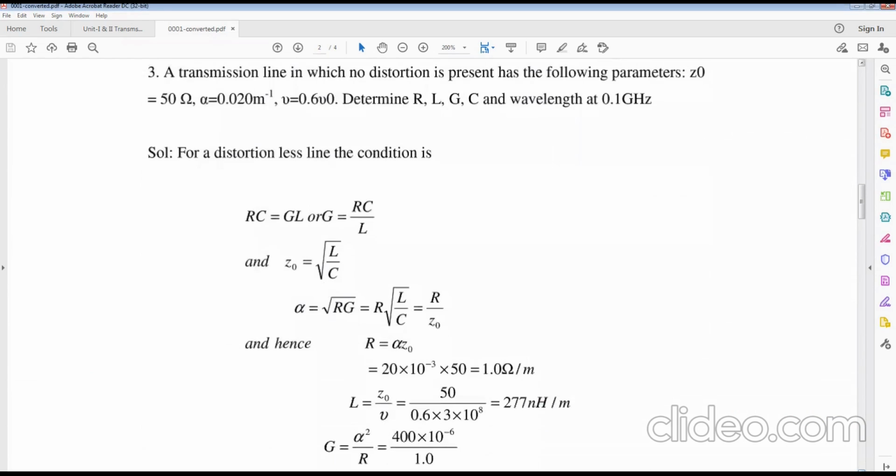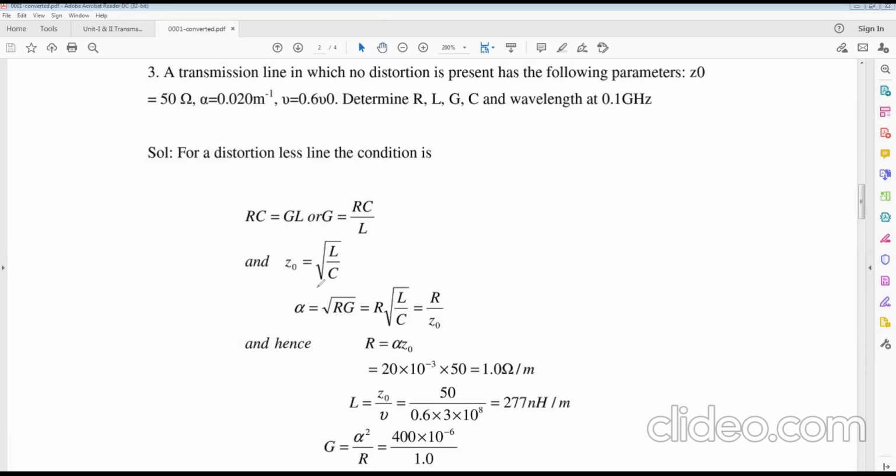Then another example, a transmission line in which no distortion is present has the following parameters. Z0 is given and alpha is given, and the velocity V is equal to. Determine the R, L, G, C and the wavelength at 0.1 gigahertz. So for the distortionless condition, RC is equal to LG. The Z0 is equal to root L by C.